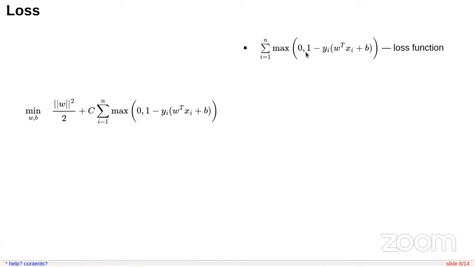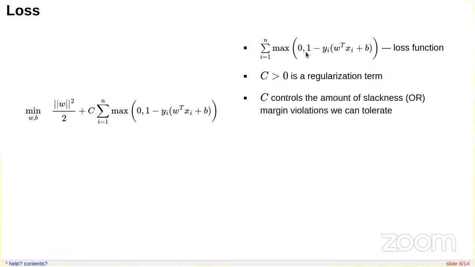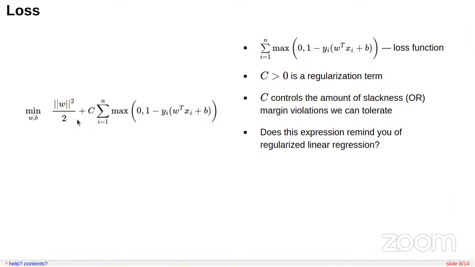This is treated as some kind of a loss function, right? I hope you all see that. These are the errors, right? So C is, as I said, some kind of a regularization term that controls the trade-off: how much I can tolerate these violations of the margin. I think we also discussed this. This should remind you of regularized linear regression, where we had lambda. Here we have C instead of lambda. Okay. And these are two cases.